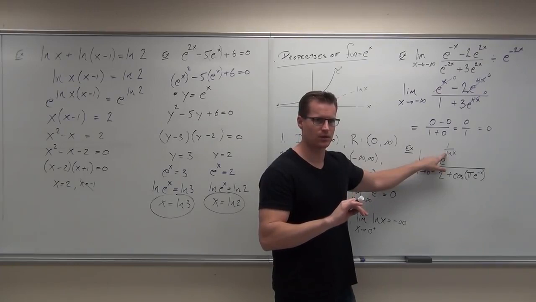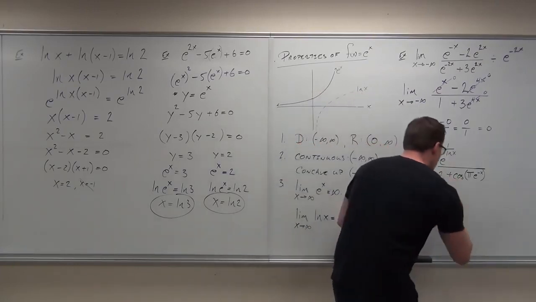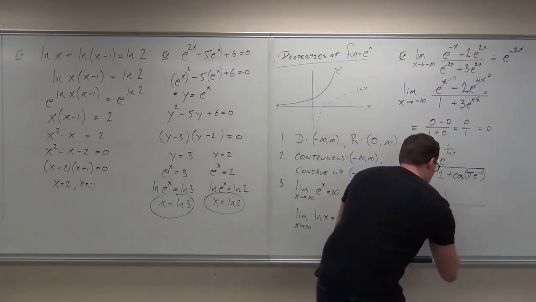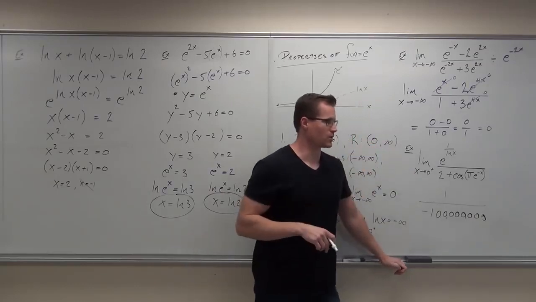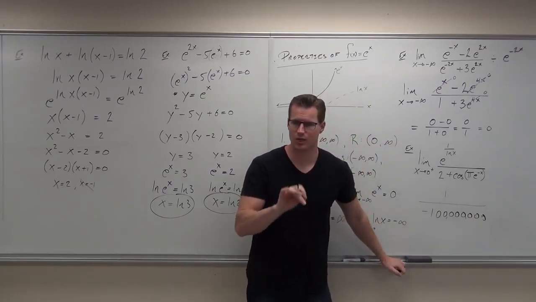What do you think? Small? Going to 0. How much is 1 over negative 1, whatever this is? It's really close to 0. Yeah, it's negative, but it's really, really close to 0.